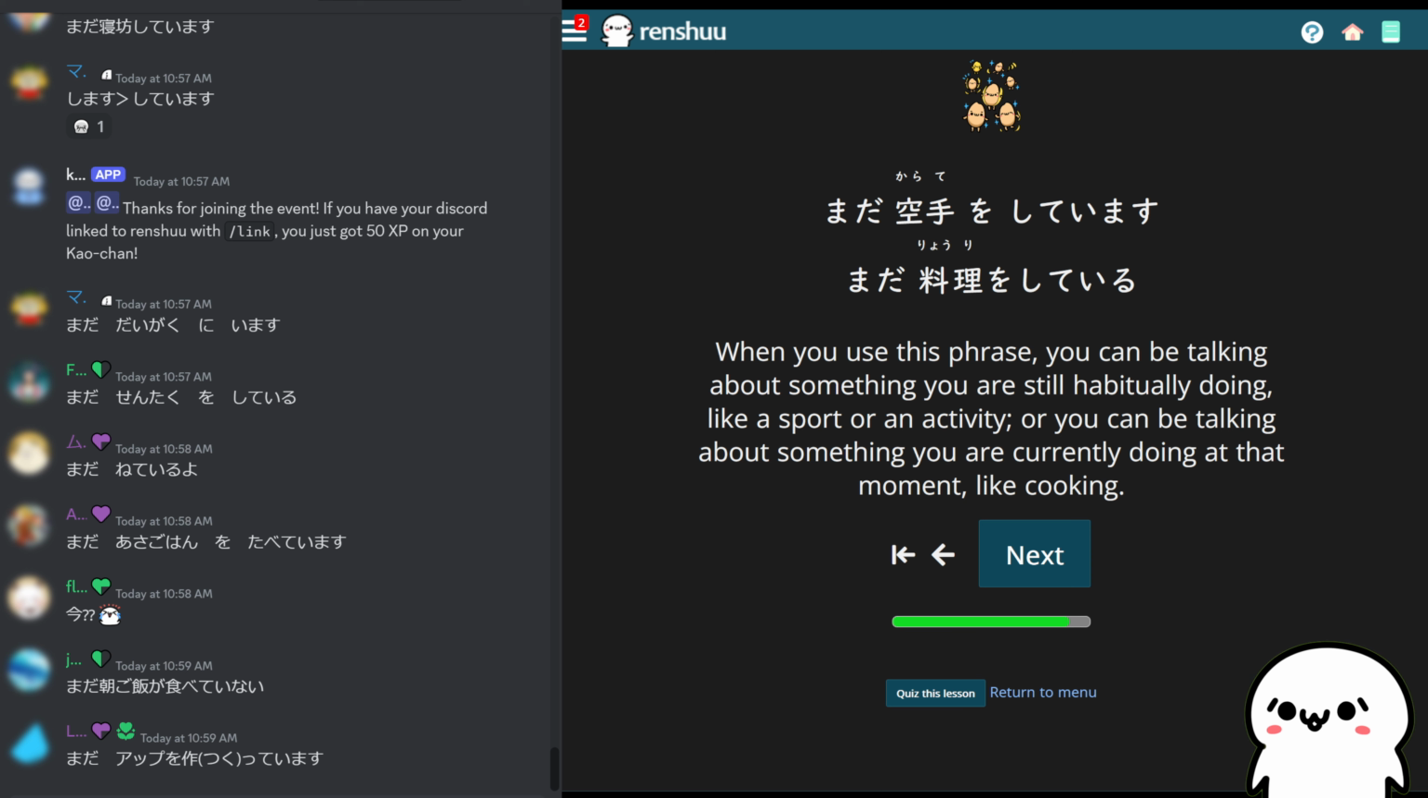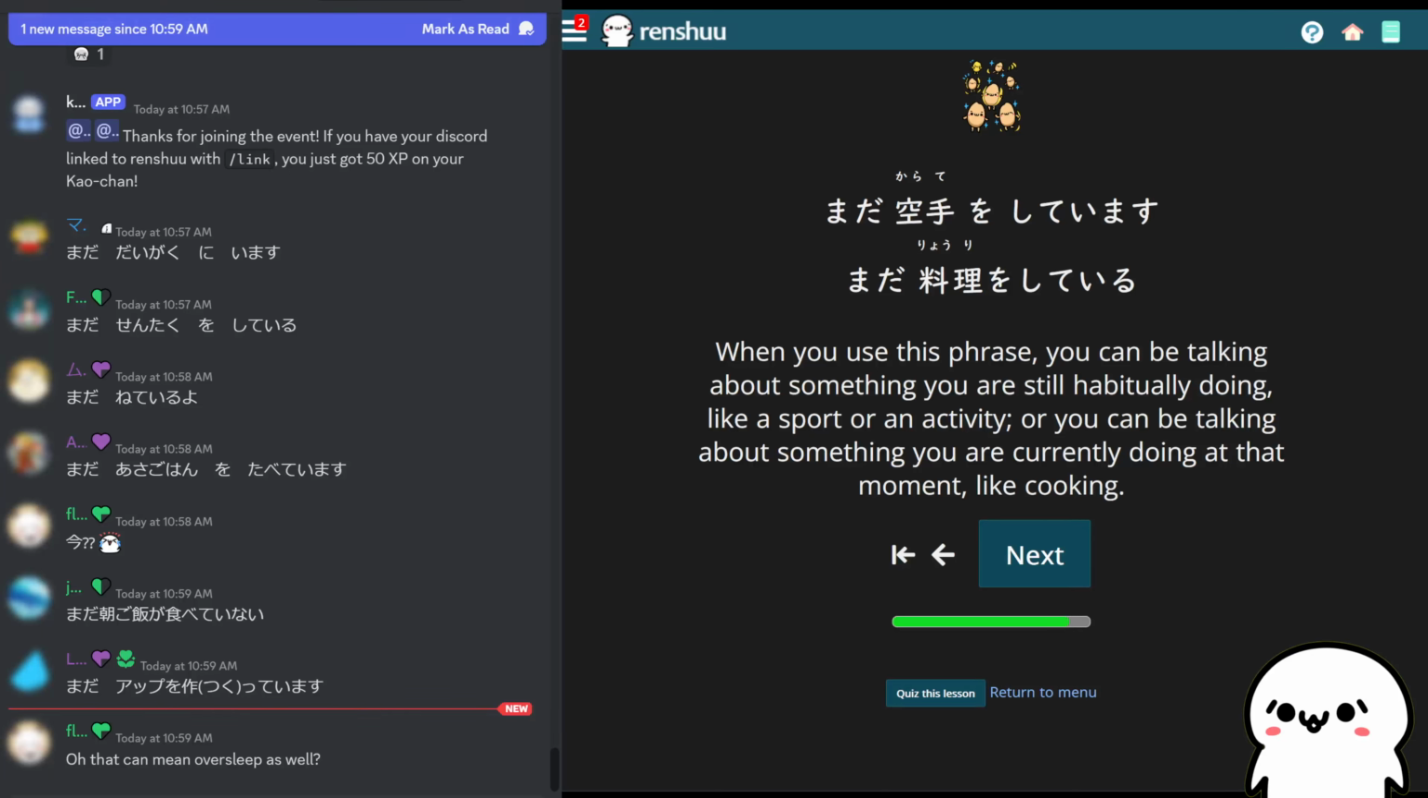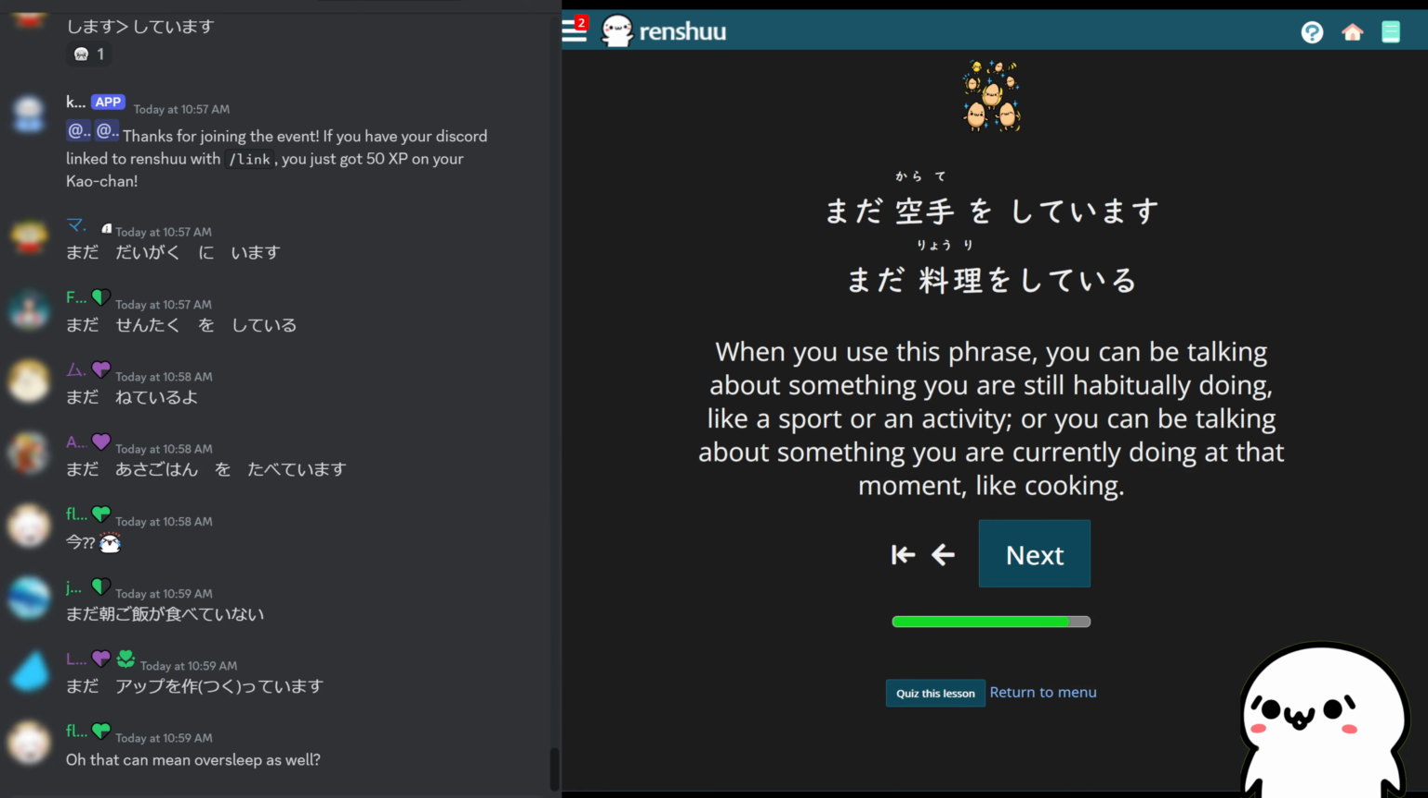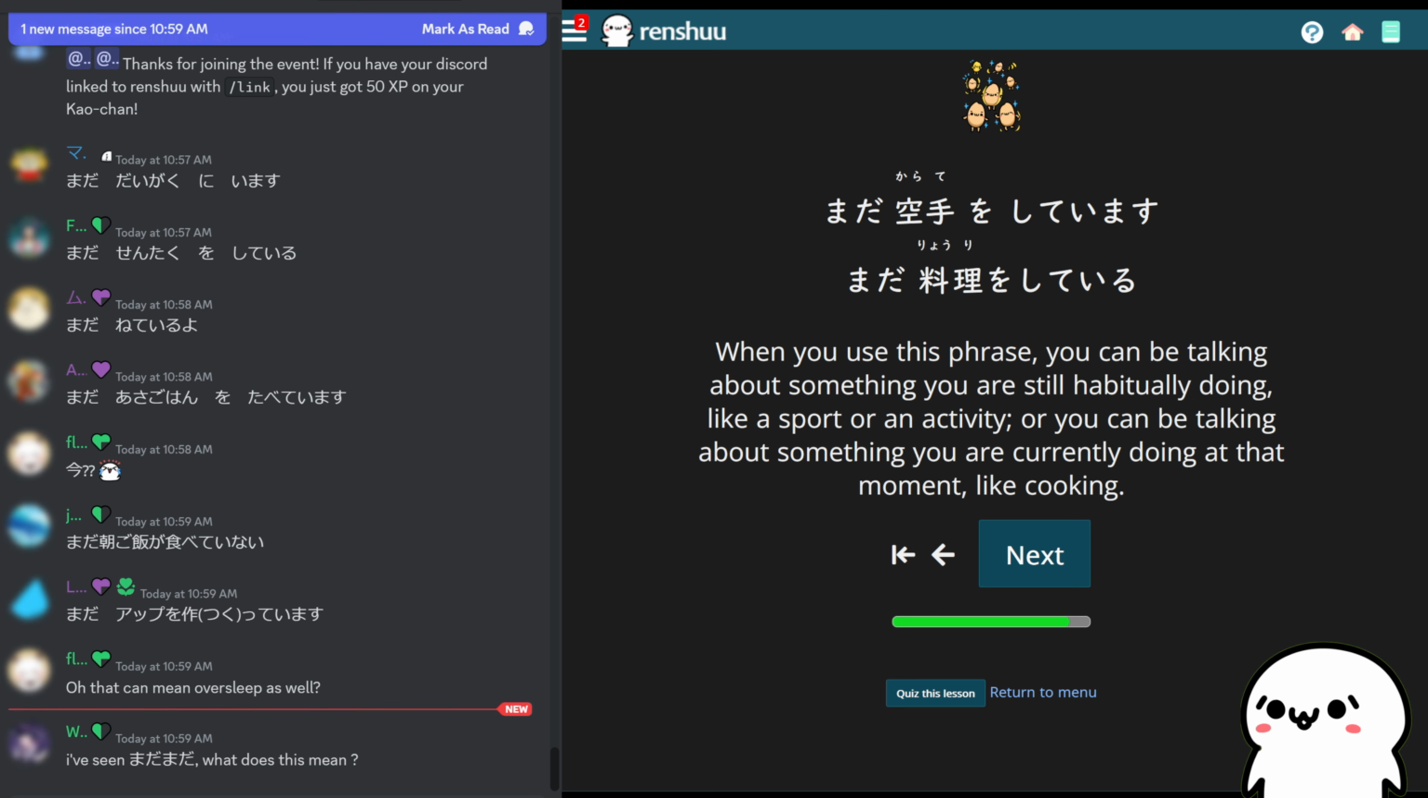Someone else jumped back and used the other form of mada. So someone said, I'm still eating breakfast. Someone said, I still haven't eaten breakfast. But like we said before, that I haven't eaten breakfast, it sounds like it's getting there. It's getting close. No, oversleep was earlier, a bit earlier, and they wrote it just in kanji.